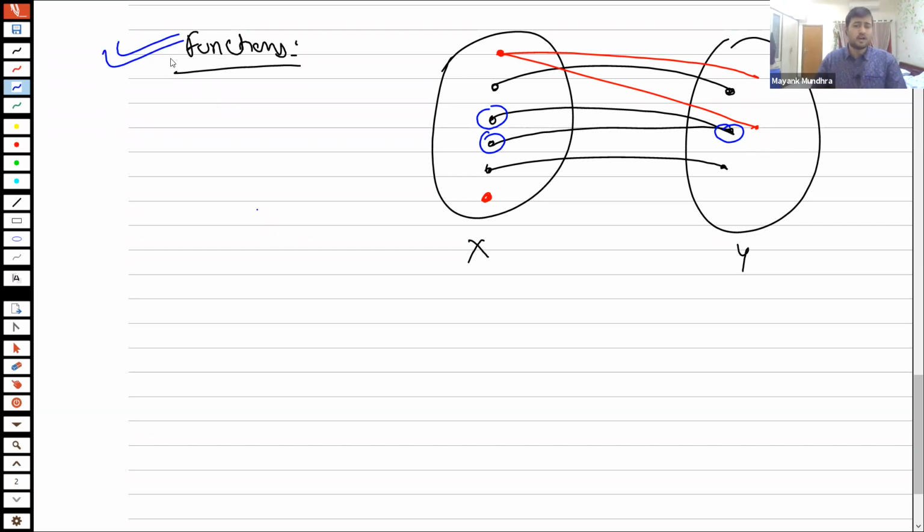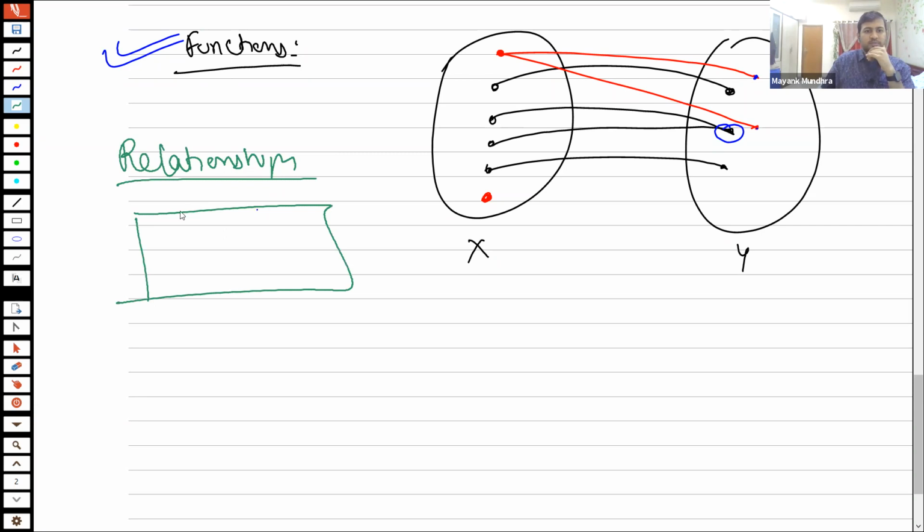But I'm interested in now looking at relations. So a relation is any arbitrary connection. You can have elements in X which are not connected. You can have elements in X which are giving two outputs. So everything is a relationship. All right. So in the class of all possible relationships, there's a class which is basically binary relations.